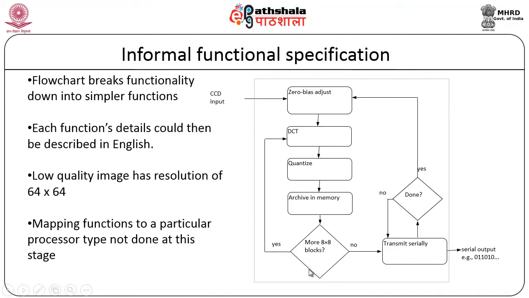When you are looking at the functional specification, as I told you, the camera should have different functions, and it has to satisfy all those things. Here, as we discussed, whatever image we want to capture is captured by the charge coupled device, and this will be given to the zero bias adjust. From there, after adjustment, it will go to the discrete cosine transformation.